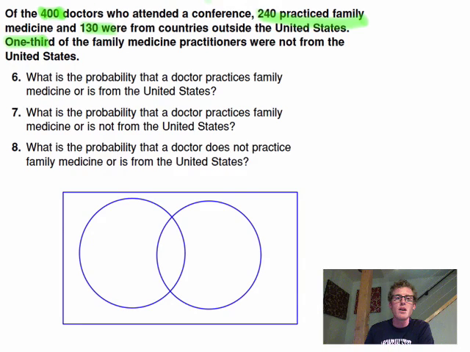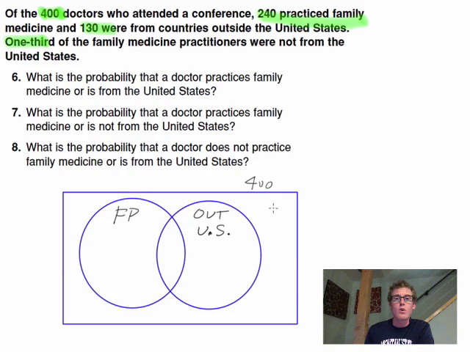Okay, so from here, let's take a second and try and get this Venn diagram filled out. I know that I have 400 total that are at this event, and in these two circles, the first one is going to be family practitioners, and the second circle is going to be outside of the US. Everywhere outside of these two circles is going to account for people that were from inside the US and were not family practitioners.